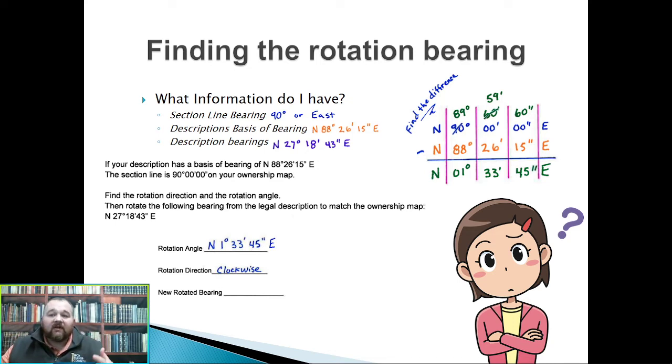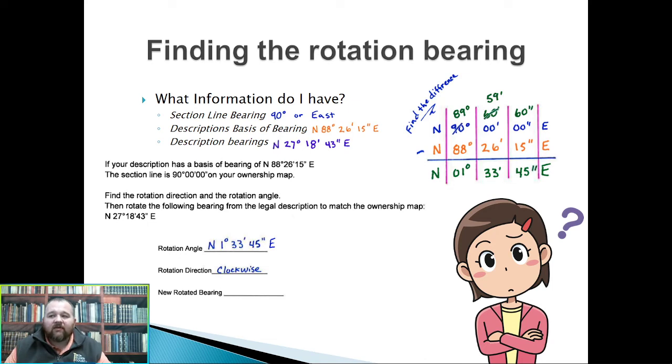You'll do everything. Then what are you going to rotate? 90 degrees, you're going to rotate that, the difference between 88 and 27. So make sure you get the right ones, okay? If it starts out with, hey, what's your section line bearing? Don't screw up like I did at first, where you mix them up. You want to make sure you get them the right way, okay?